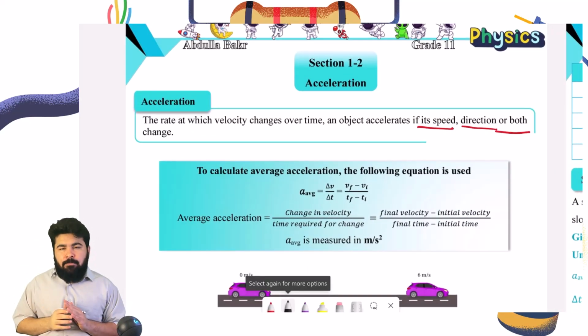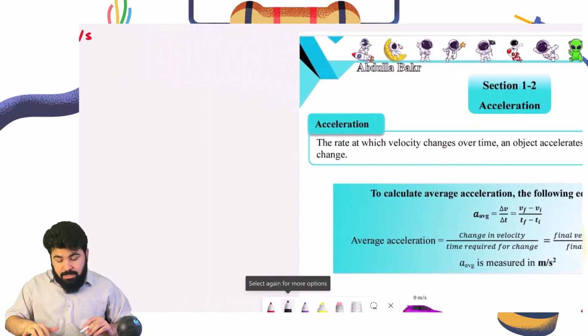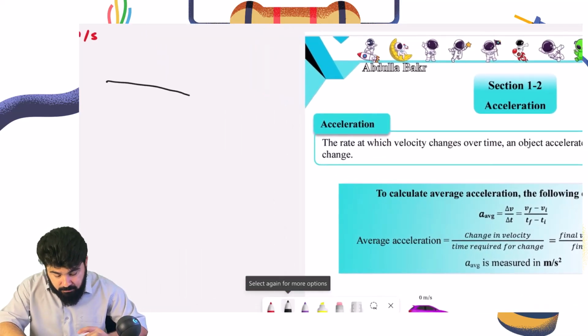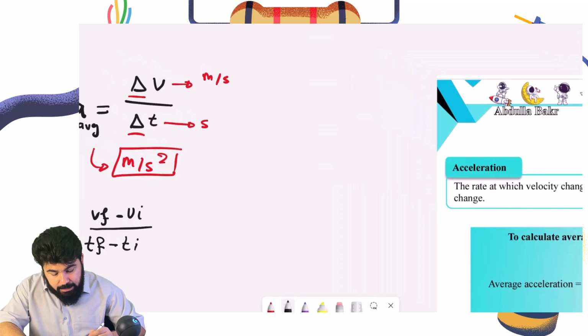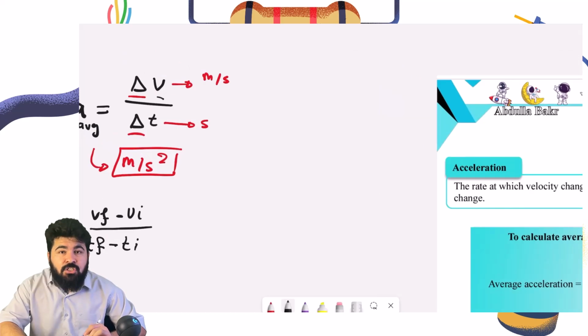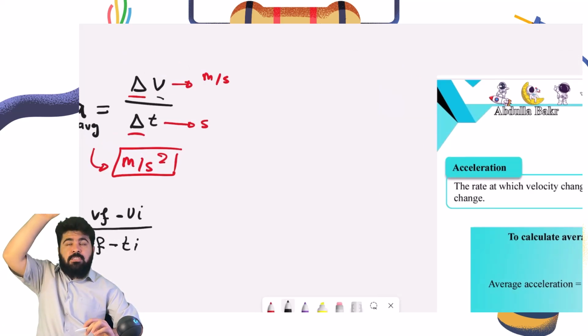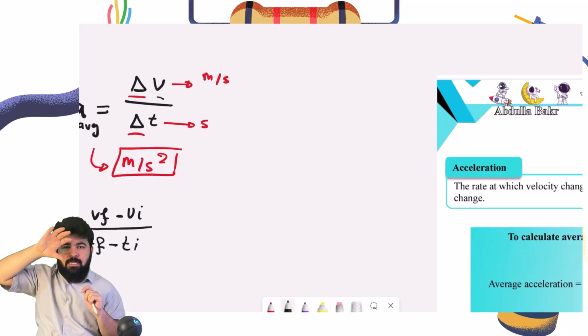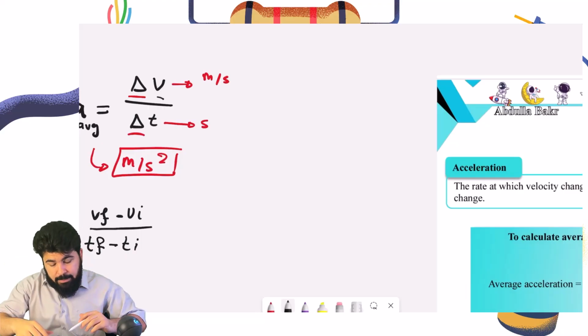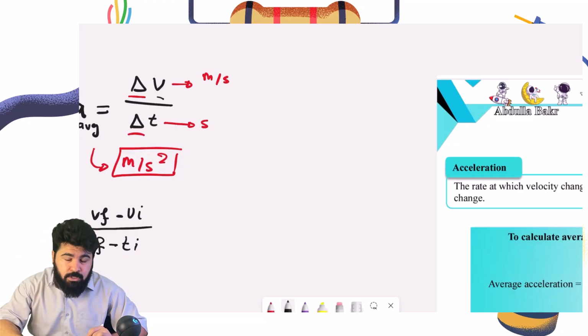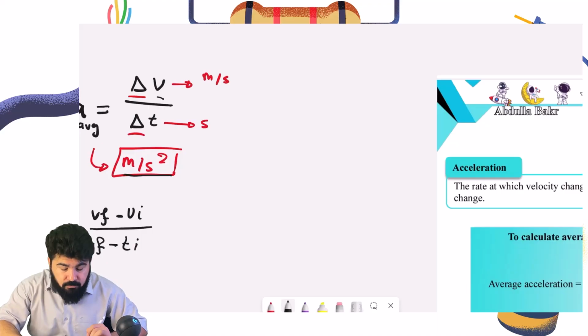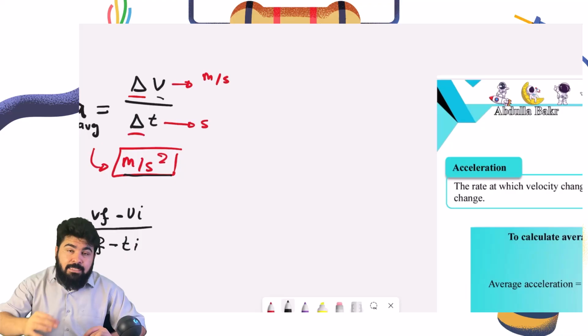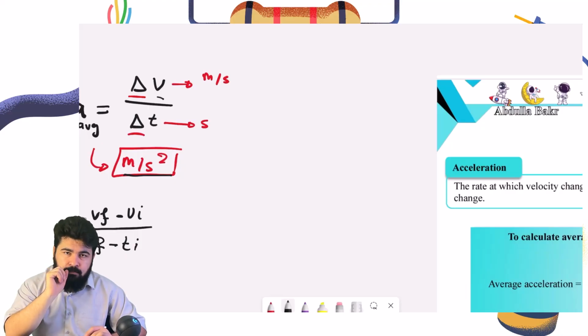Acceleration is the rate at which velocity changes over time. We use the unit meter per second squared.